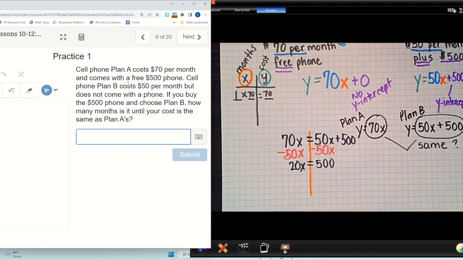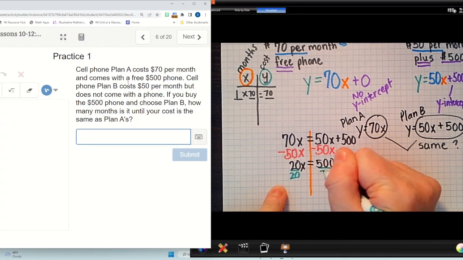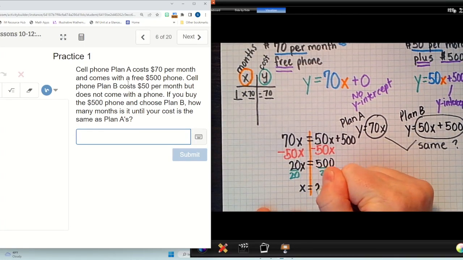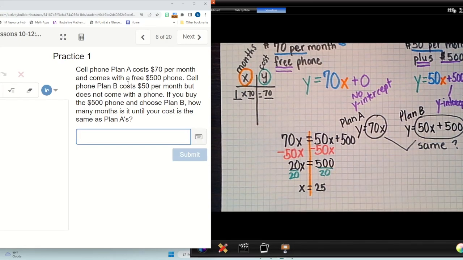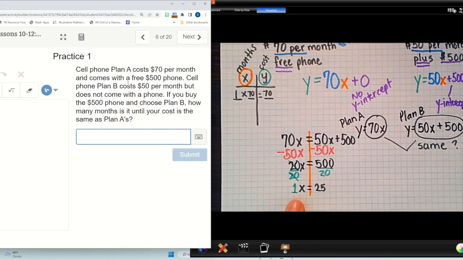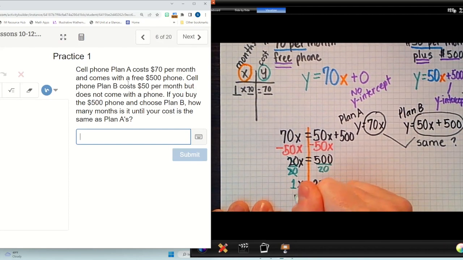Okay, so now all I have to do is finish my equation. 20 times what is 500? If you don't know what that is right off the top of your head, all we have to do is divide. Remember, our goal is to get x by itself. So 1x, I want 1x, I don't want 20. So I'm going to divide both sides by 20, okay? And that is x equals 25. You can use a calculator to check your math. 20 divided by 20 is that 1x. Remember, that's a 1x, and that's what I want. 1x is equal to 25. So, how many months? 25.